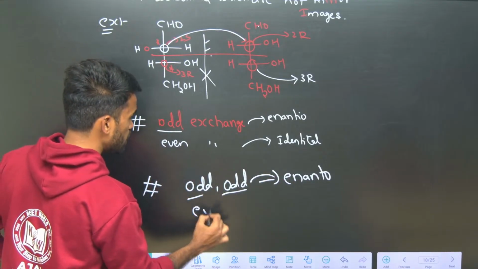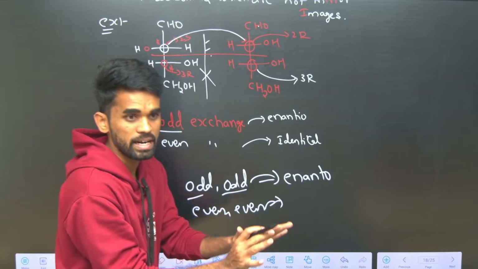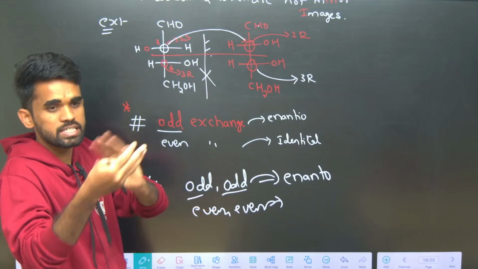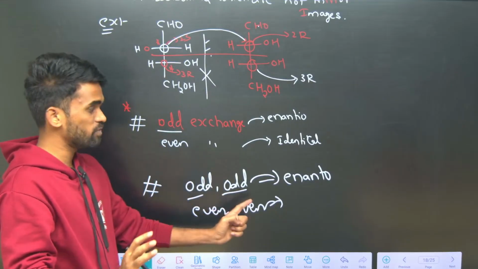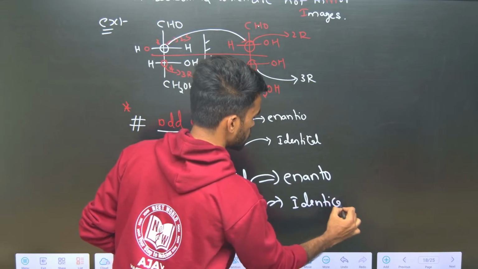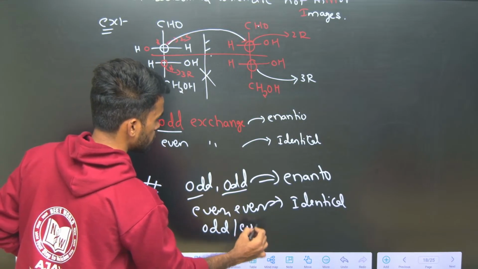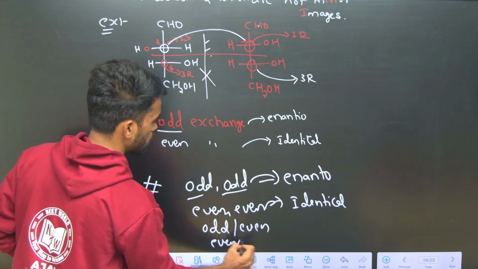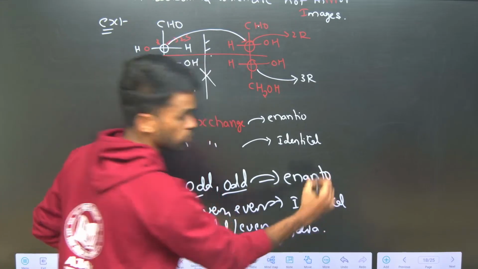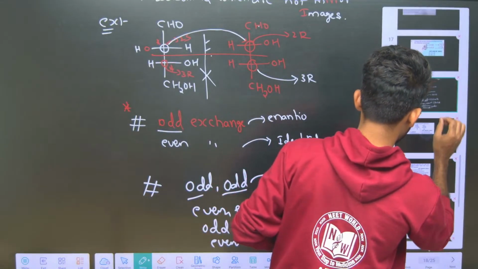If it is even, they become identical. Identical means there is no change, both of them are the same, but they are just given to confuse you. So even means you can say identical. Next, in case of odd-even or even-odd, then we can say diastereomers. Okay, is this clear? Now based on this, just look at here.